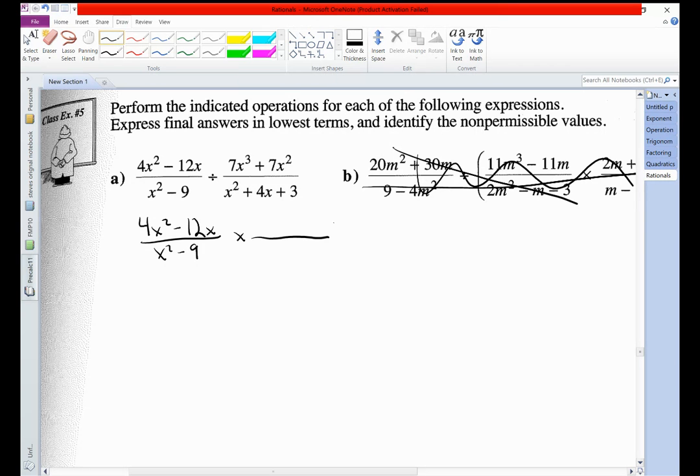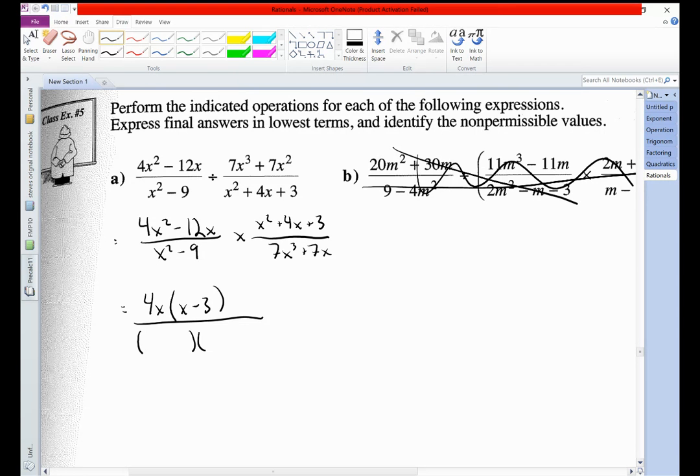So I'm going to flip that second term. And then I'm going to factor everything. So in the top left, I can pull out a 4x, and I'm left with x minus 3. In the bottom, that's x squared minus 9. That's a difference of perfect squares.